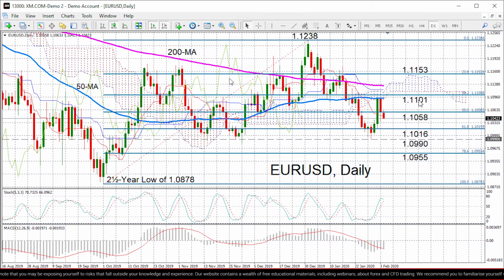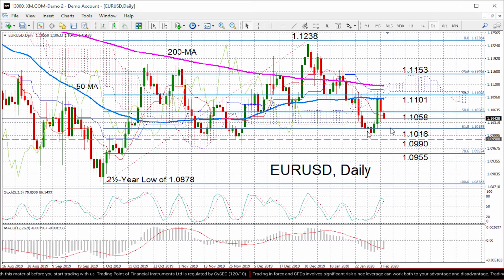And we can see, though, that in the medium term, prices have been consolidating, and we have to see a break above the top from last year, 1.1238, in order for prices to break above that range, and in order to see a shift to a more bullish picture in the longer run.